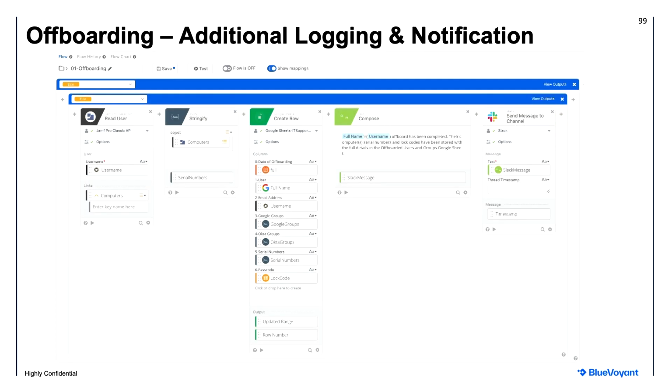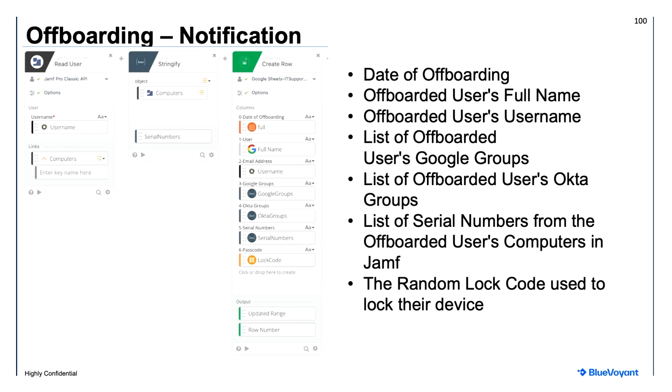So we'll zoom in on this one a little bit here, but this essentially does the same sort of thing, but instead of that type of data, we get the date of the offboarding, the full name, the username, list of Google groups, list of Okta groups, list of serial numbers, and most importantly for me at this point is the passcode that we use to lock the computers with.